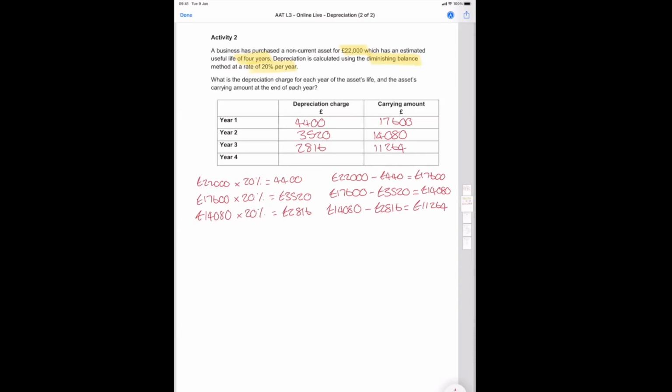And then finally, for year four, we do exactly the same thing. So 11,264 times 20% equals £2,252.80p. So we can enter that in our year 4 box.